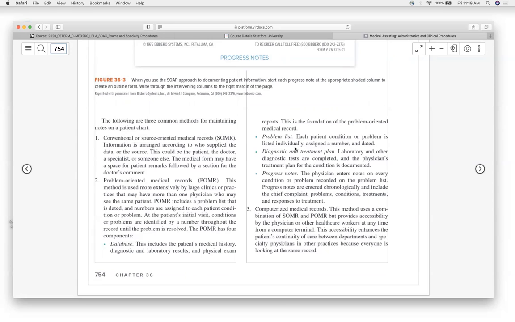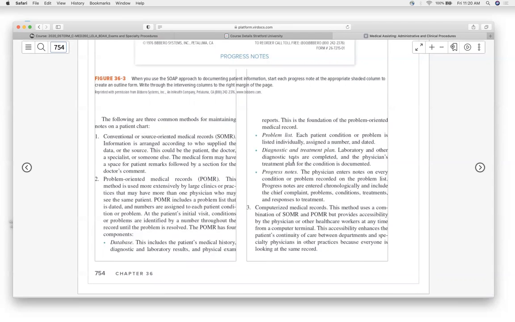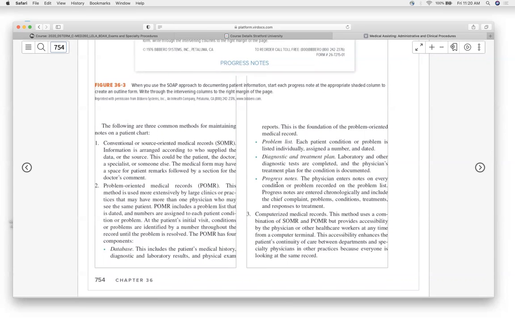Does he have a history of hypertension, or is it diabetes? Is that on his problem list? Yes, but it's further down because it's controlled. I don't have an issue with it. So the problem list and the diagnostic plan should be in that order, okay? And then lastly, they have progress notes.